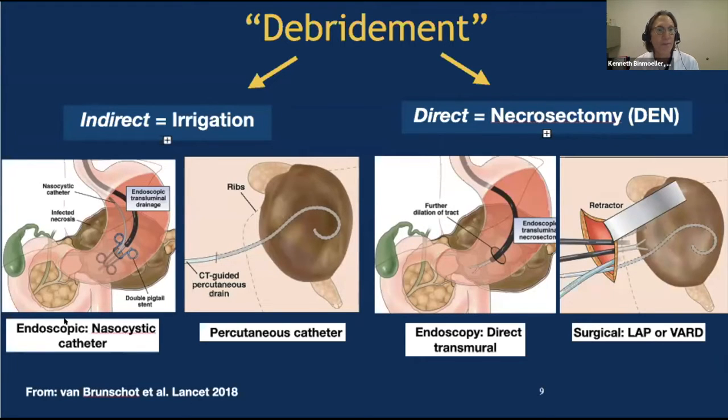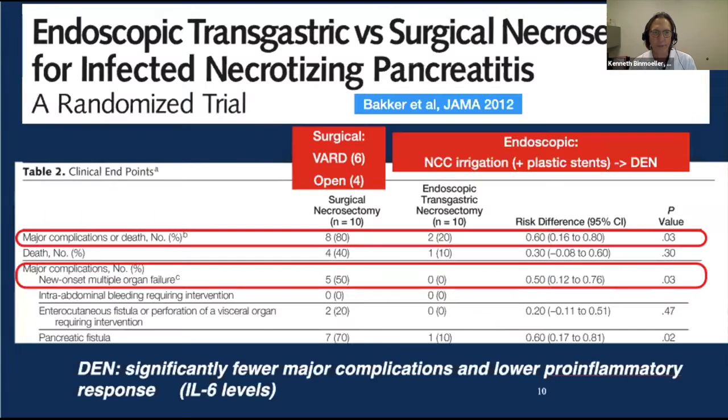So we can perform this endoscopically with the nasocystic catheter, as Todd did. We can also do this percutaneously. This is what our radiology colleagues do. And these can not only be irrigated, but also actively lavaged because you have direct access from outside. And then for direct necrosectomy, we have, as you can see here, a direct entry with our endoscope, but the surgeons now are also performing direct necrosectomy, either laparoscopic or with the VARD procedure.